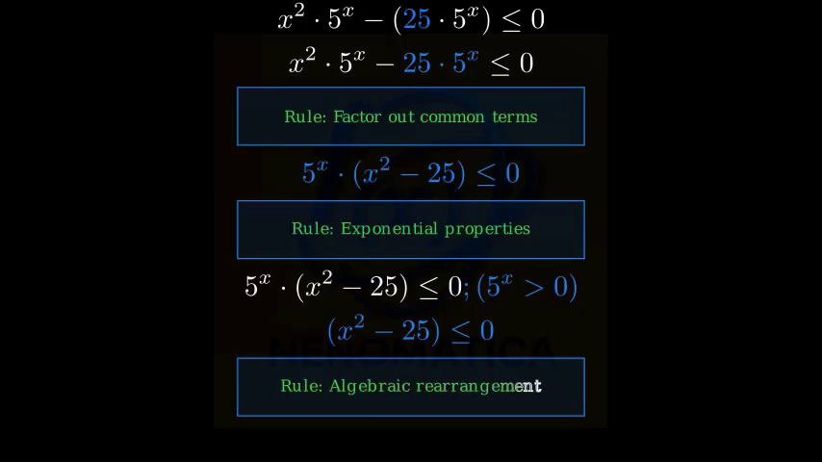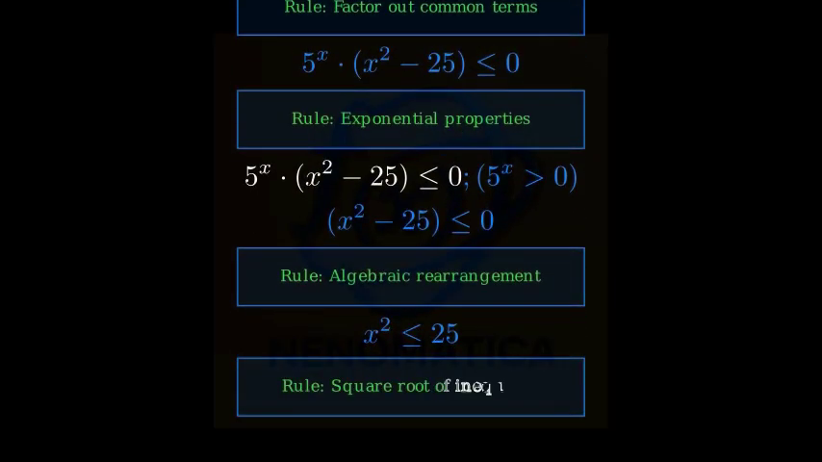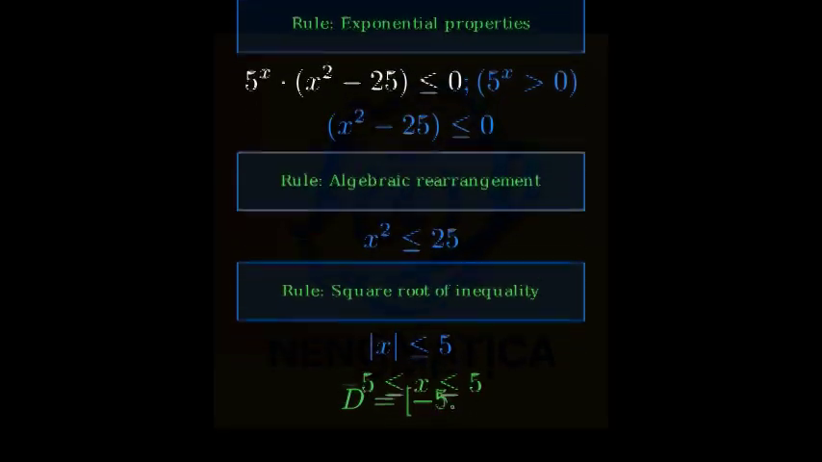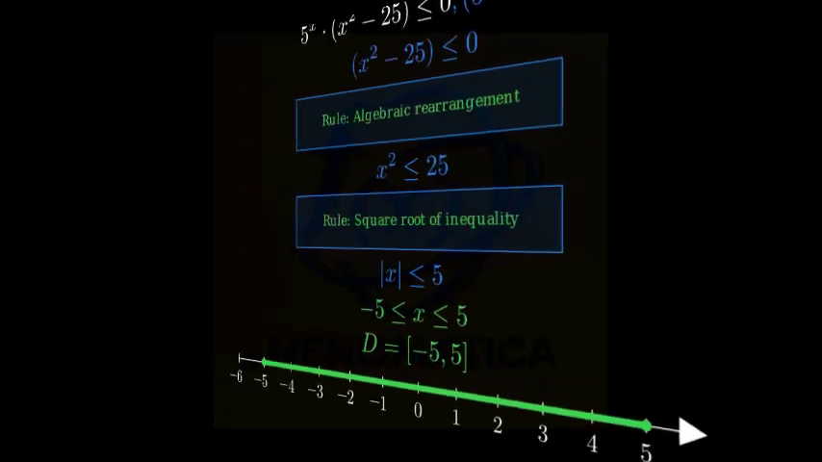Rearranging, we get x squared is less than or equal to 25. Taking the square root of both sides, we get the absolute value of x is less than or equal to 5. Therefore, negative 5 is less than or equal to x, which is less than or equal to positive 5. We can write our solution in interval notation as the closed interval from negative 5 to 5.